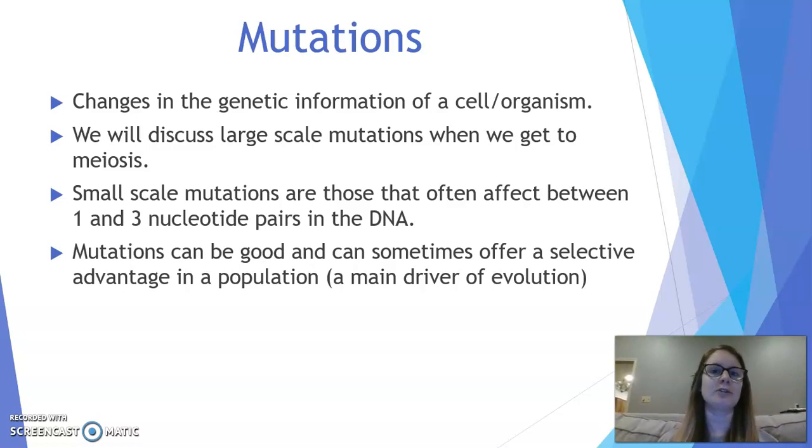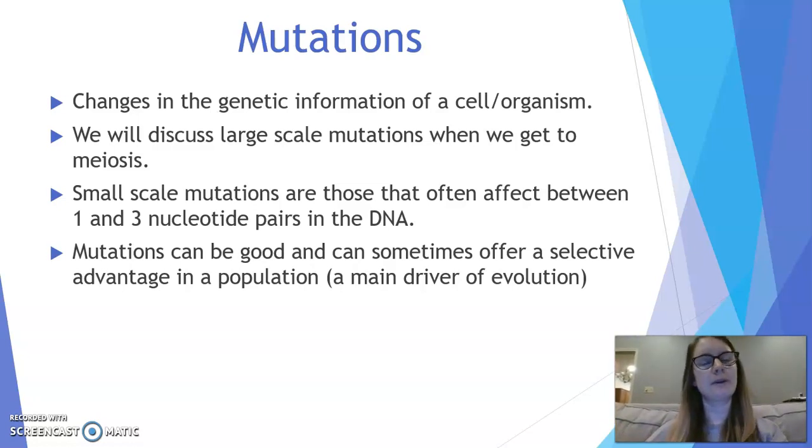Like sometimes you have a mutation that gives you the ability to, I don't know, maybe smell something that's poisonous to you so you know not to eat it. Those are the types of things that result from mutations. You currently, right now, as you exist, are the result of millions of years of good, favorable mutations. They're a main driver for evolution, which will be one of the last units that we talk about this year.